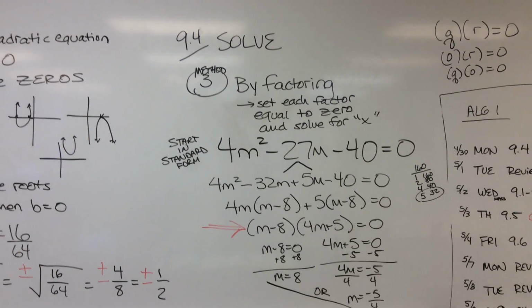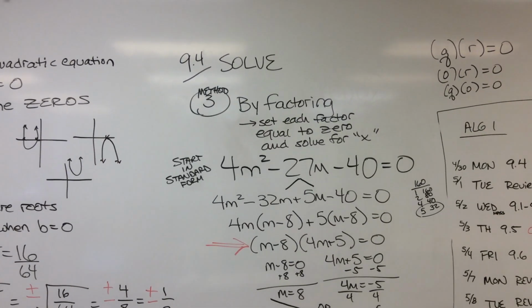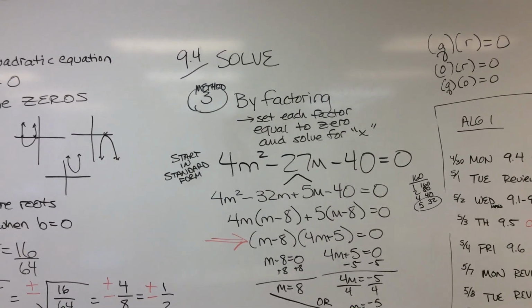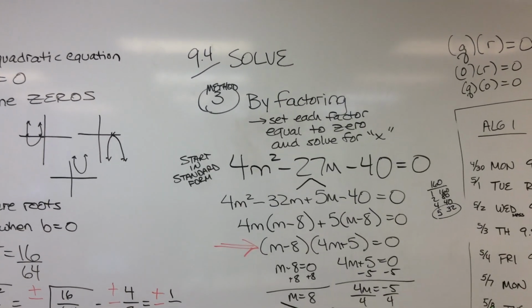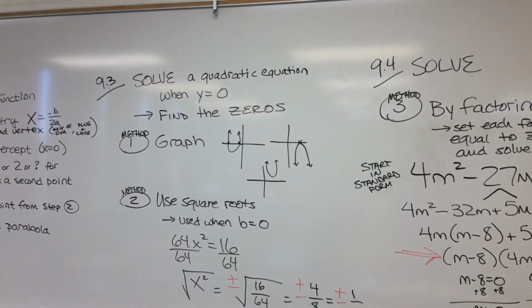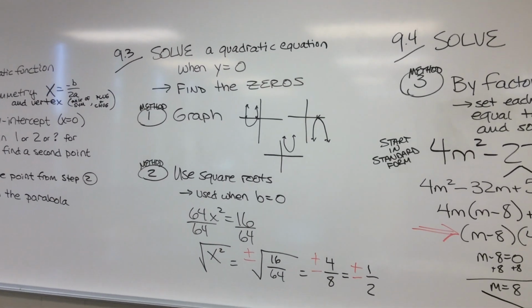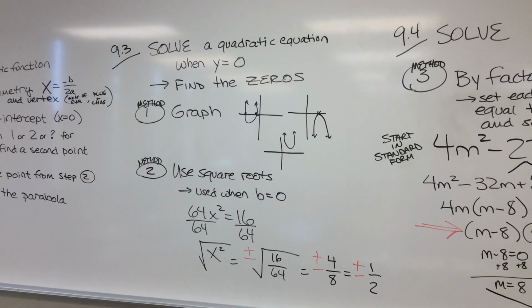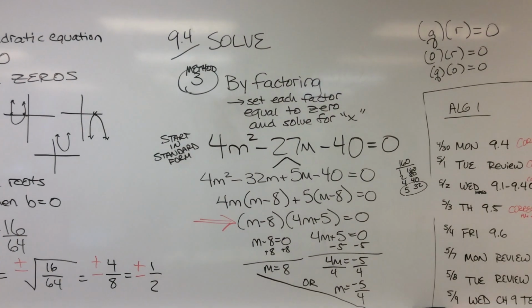This video is for section 9.4. We are going to solve quadratic equations by factoring. This is the third method we've been taught in order to solve a quadratic equation for when y equals 0. The first was graphing. We find the zeros by graphing, or we use the square root in order to find the zeros. So this third method is factoring.